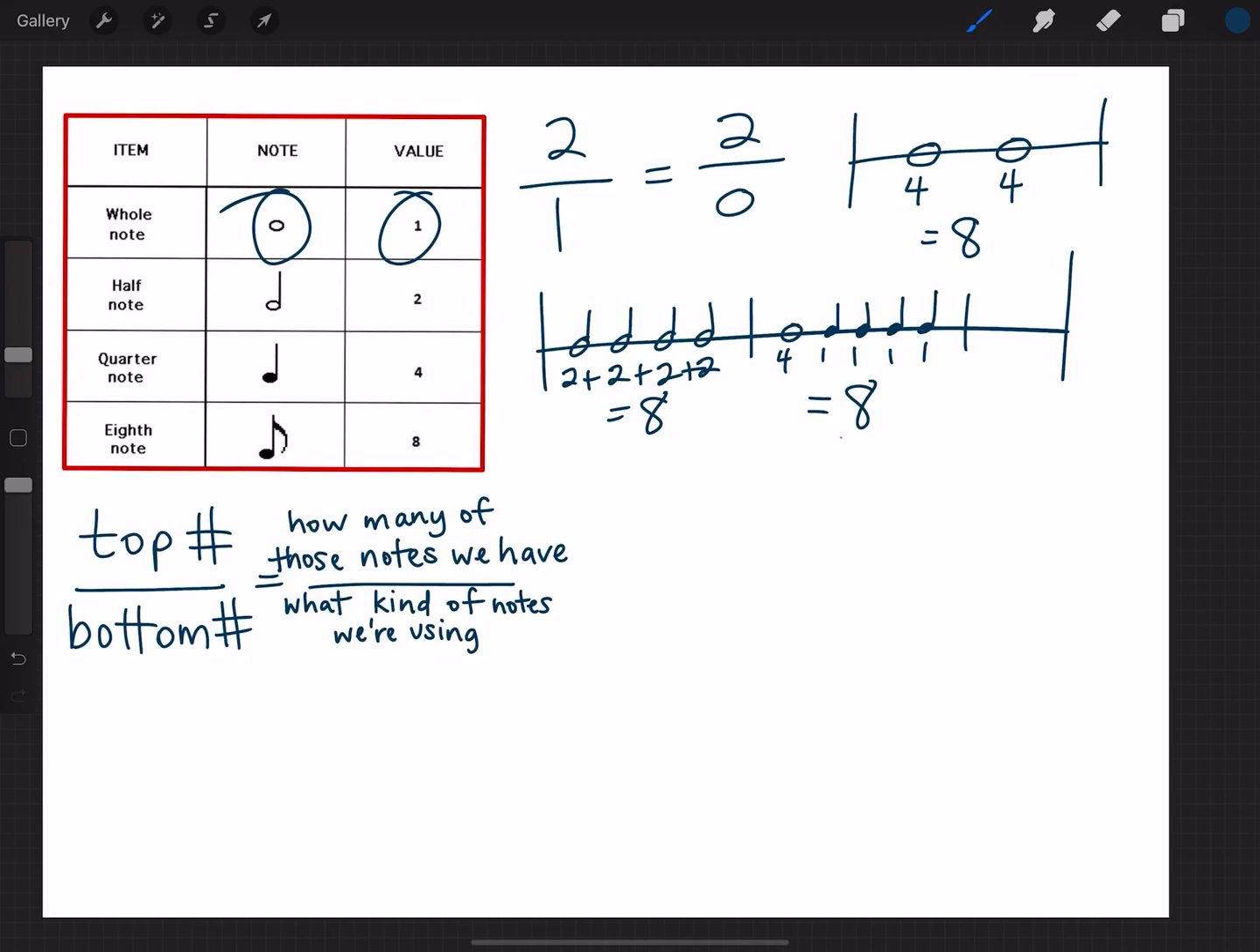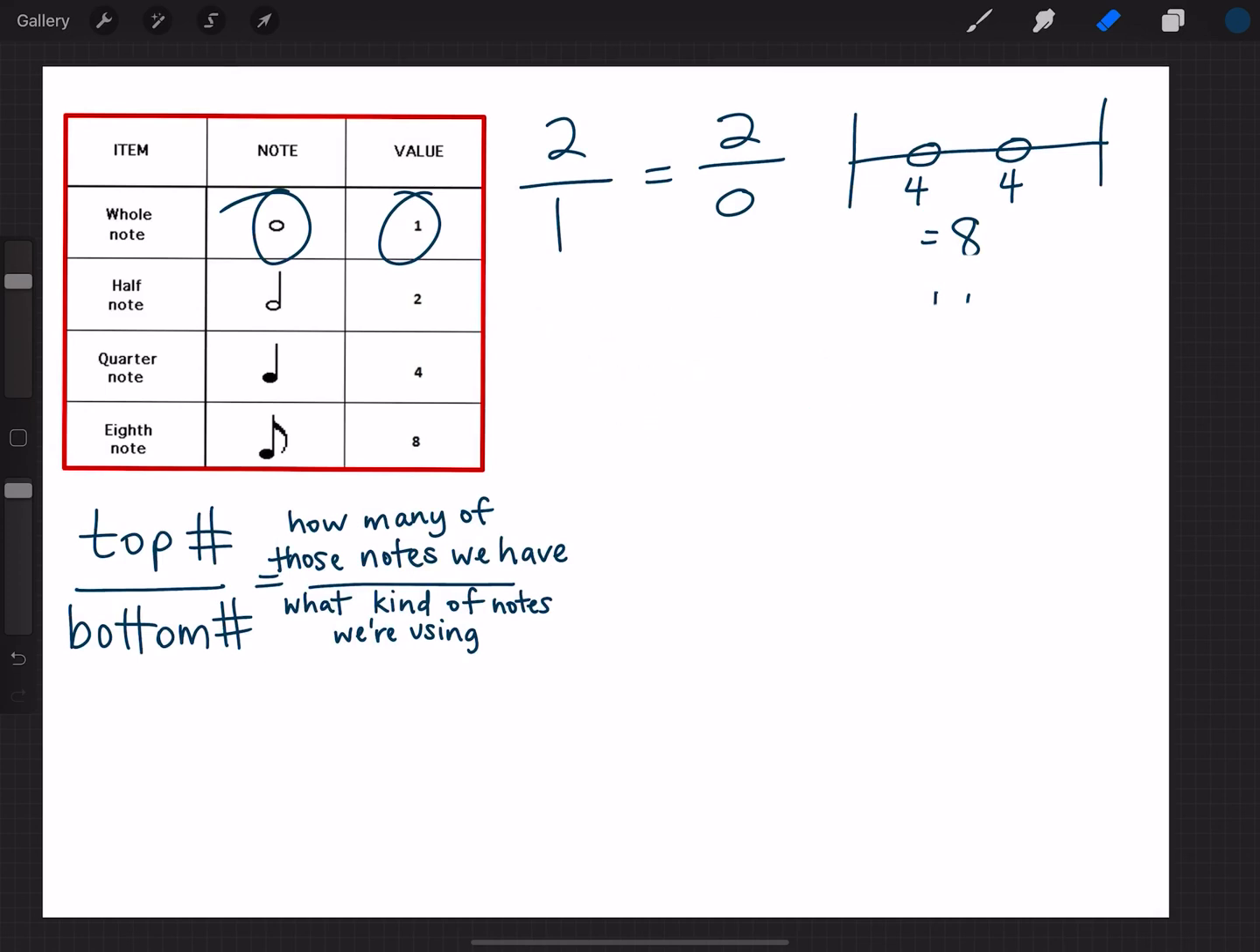So what I really need you to take away from this is just that process of figuring out what the meter means, or what that example measure is going to look like, and how many beats you're allowed to use per measure according to the meter.